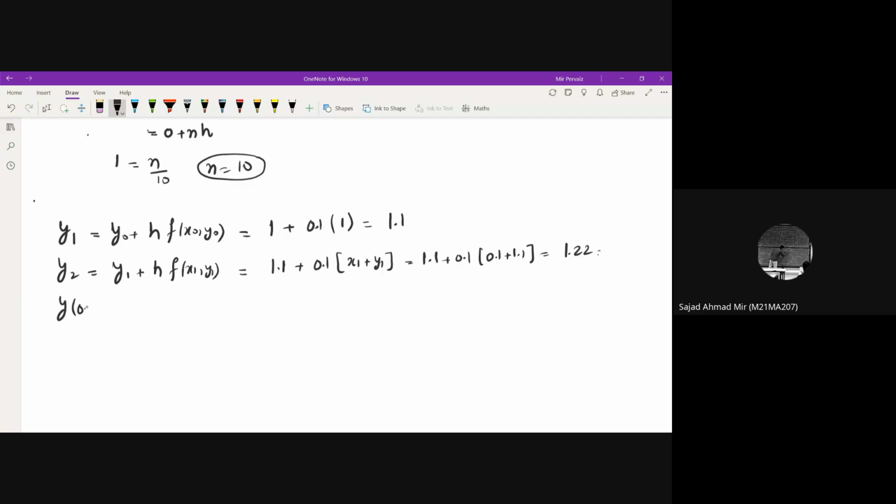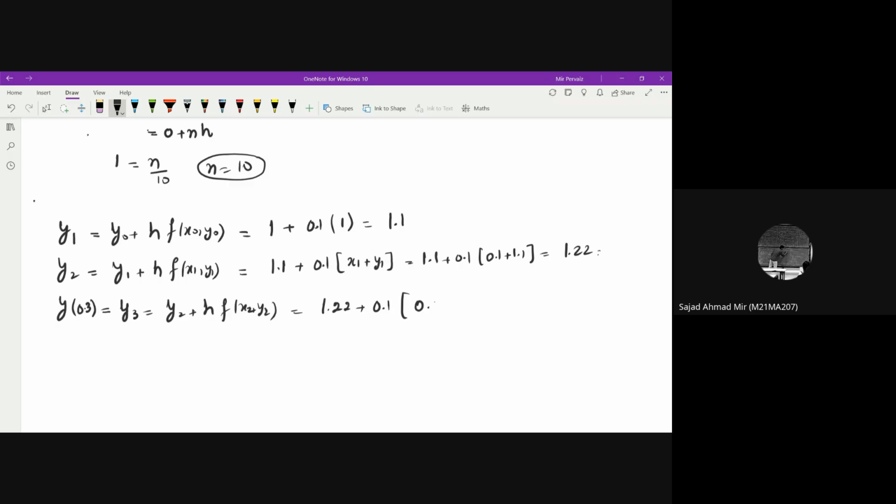Similarly, you can go for y at 0.3, which is y3, which you can write as y2 plus h times f of x2, y2, and using these values, 1.22 plus h is 0.1. Now x2 is, what is x2?